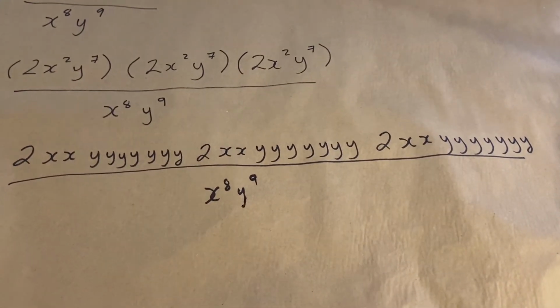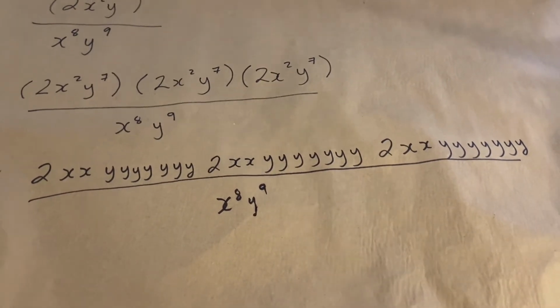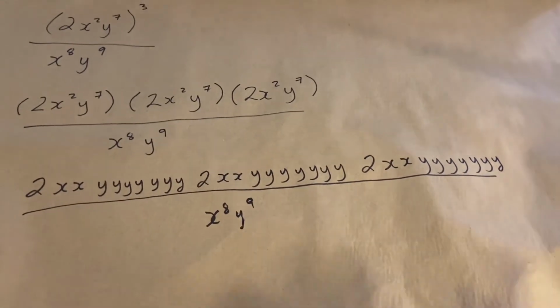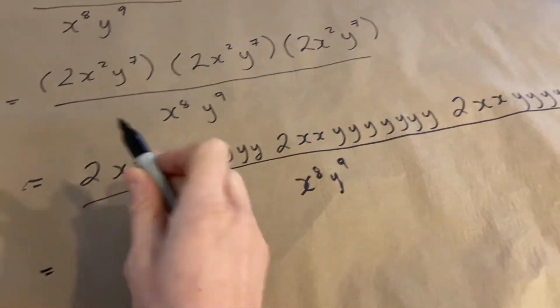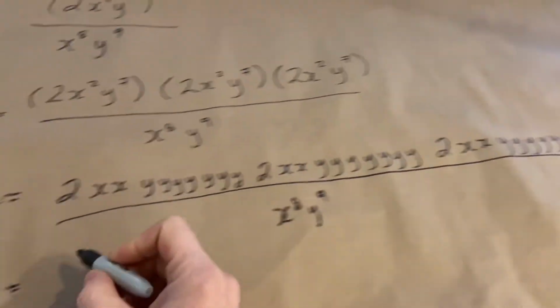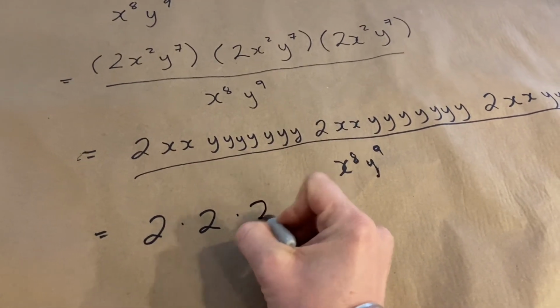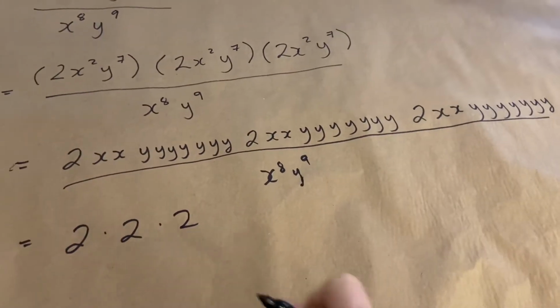You can multiply 2 times x, times y, and so on. Or you can multiply all the 2's, and then all the x's, and then all the y's. So we're going to do that. I'm going to take all the 2's and put them together. So I have 2 times 2 times 2. This dot right here means I'm multiplying.